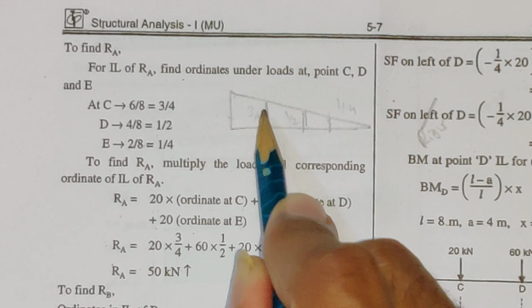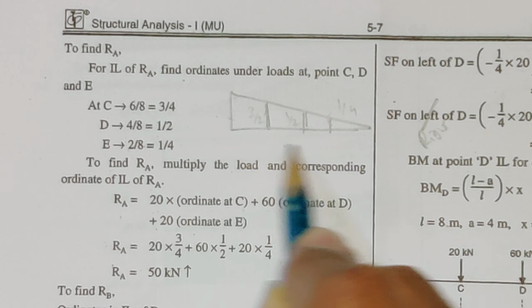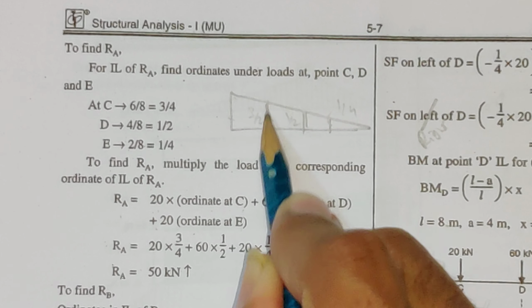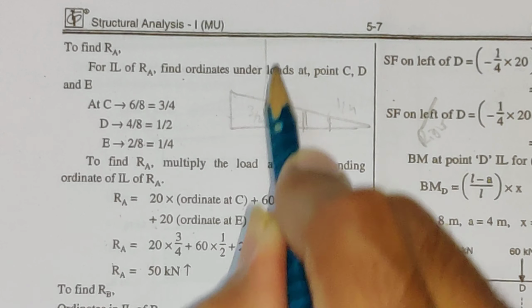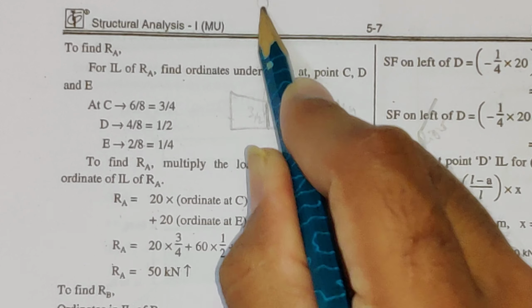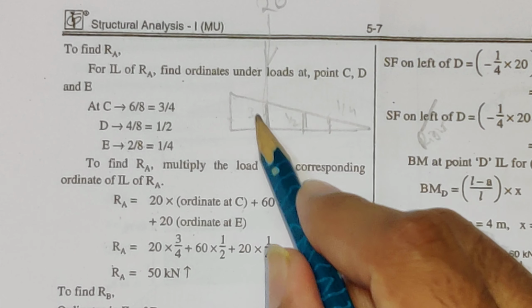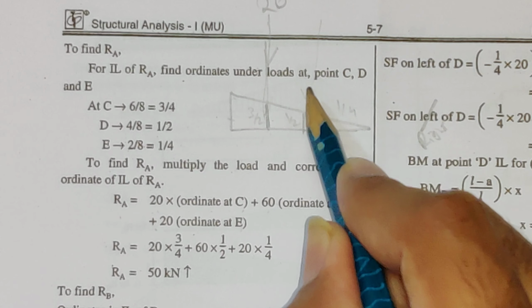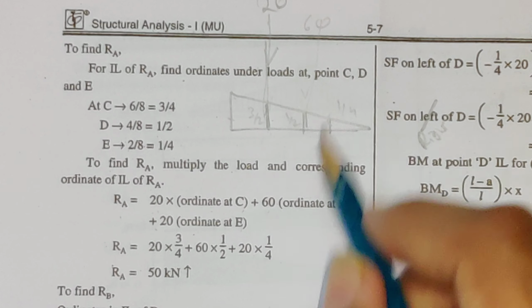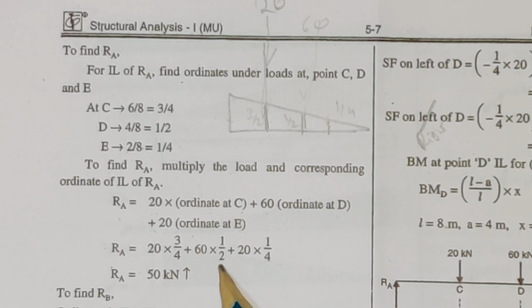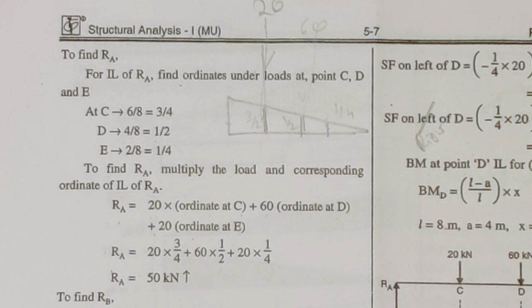See in this diagram, can you see? At point C, the point load is 20. So 20 into 3 by 4. Similarly here 60 kilonewton load is there, so 60 into 1 by 2. And 20 into 1 by 4. Like that.